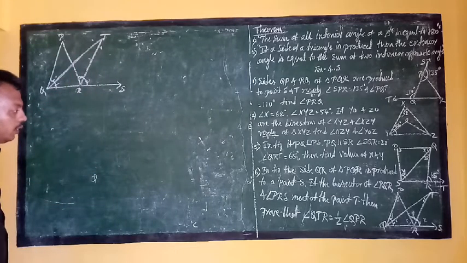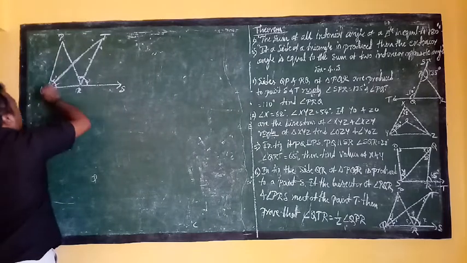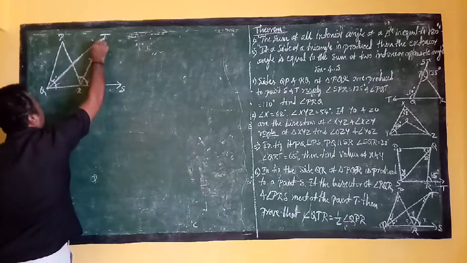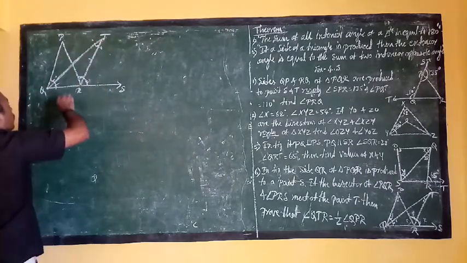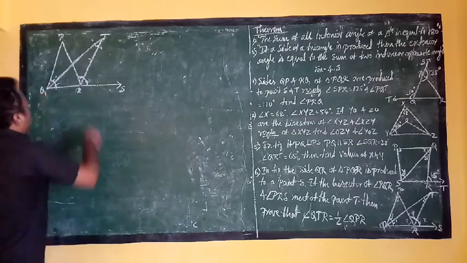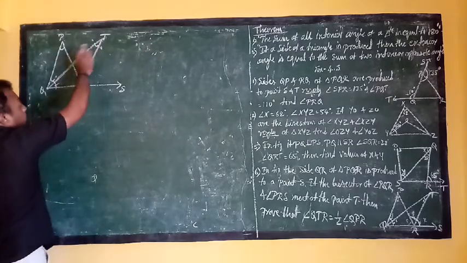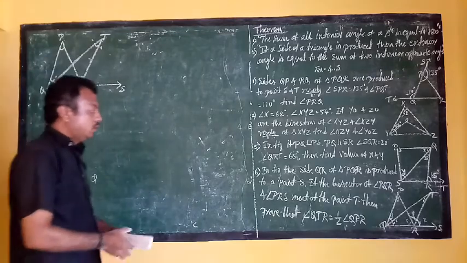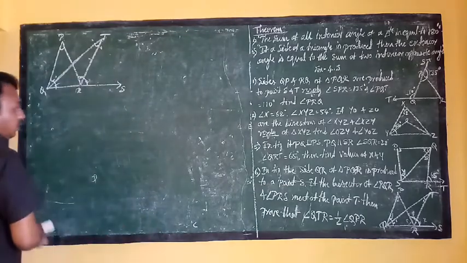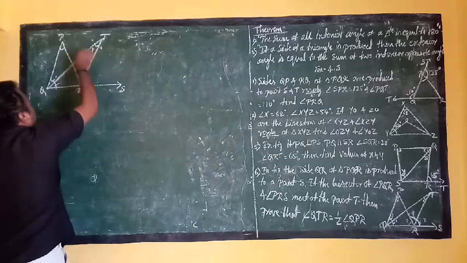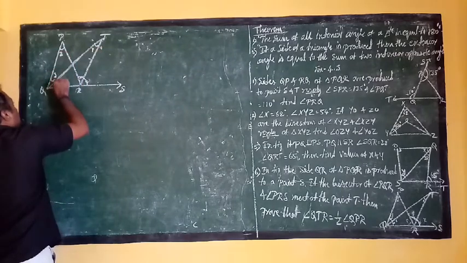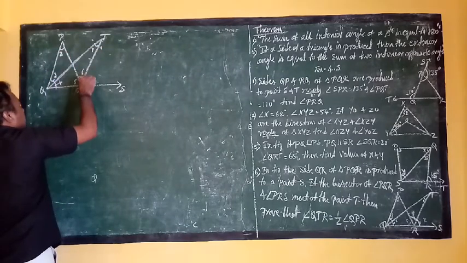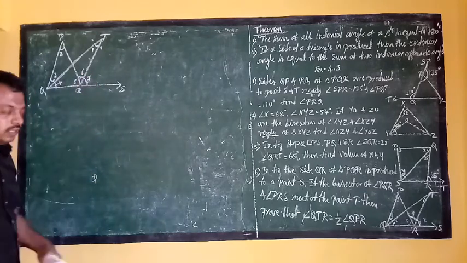So we have to prove that angle QTR is equal to half of QPR. Okay. So let us prove it. Firstly, we will take this as angle 1 and this as angle 2, this is 3, this is 4 and this is 5, this is 6 and this is 7 in our reference.